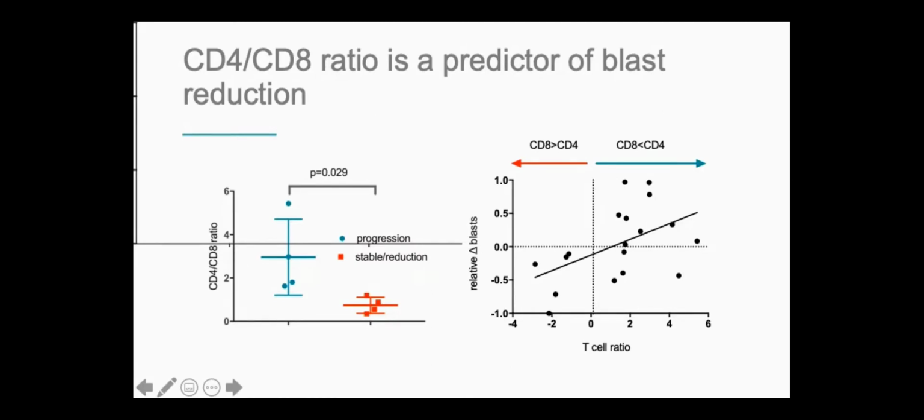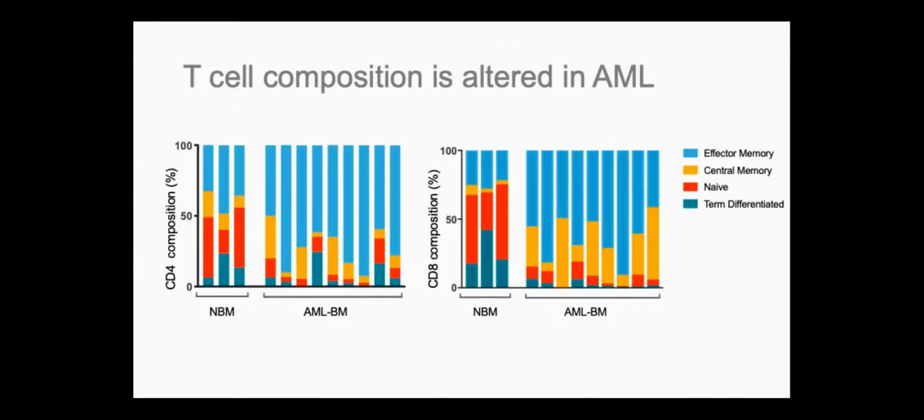And so we compared this to the relative change in the blast percentage as clinically defined, and we found a very strong correlation between these two markers, indicating that response to this HMA plus PD-L1 inhibitor requires that you have an abundance of CD8 effector T cells.